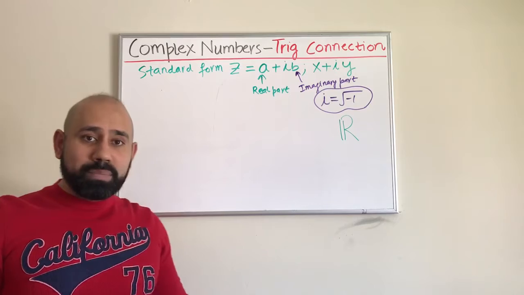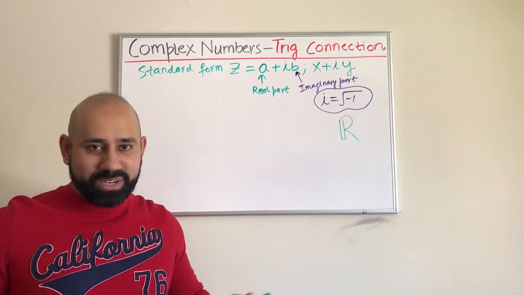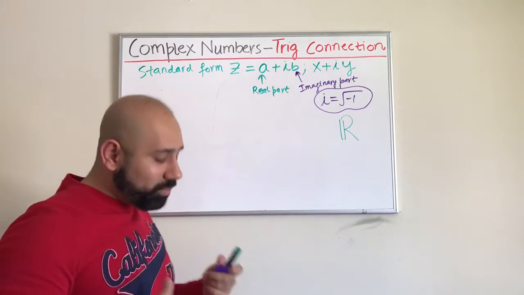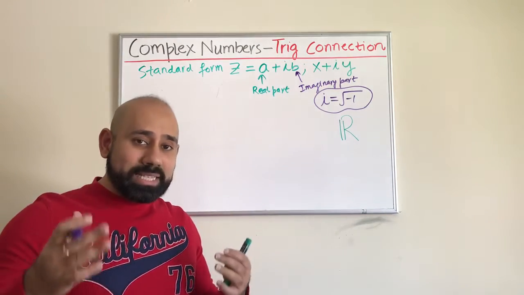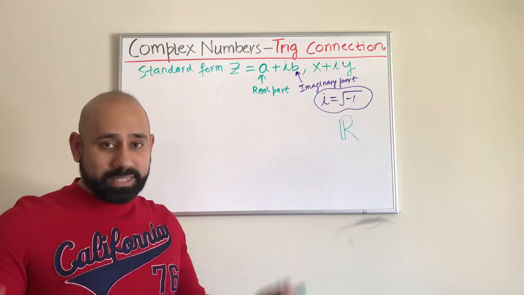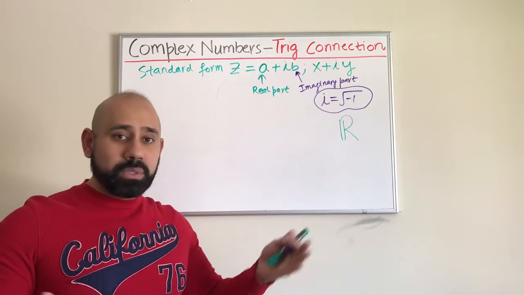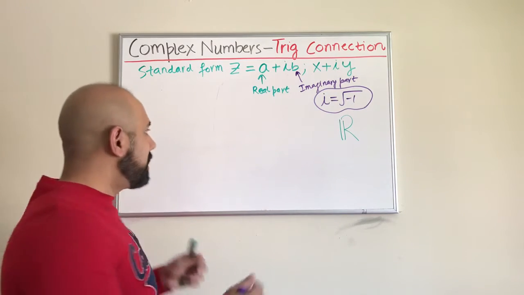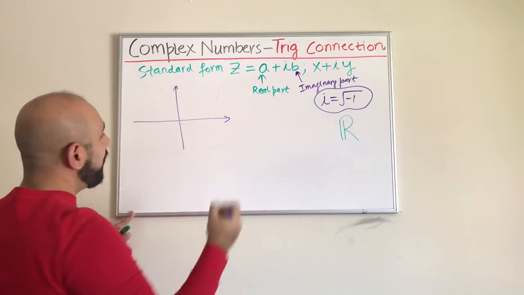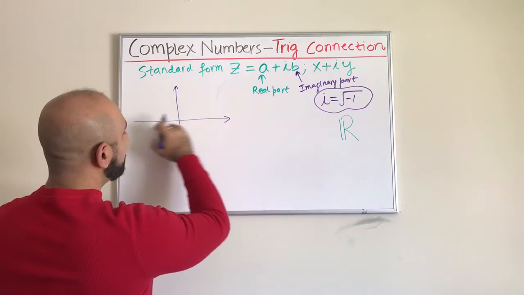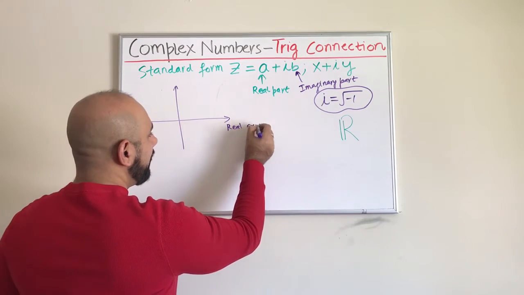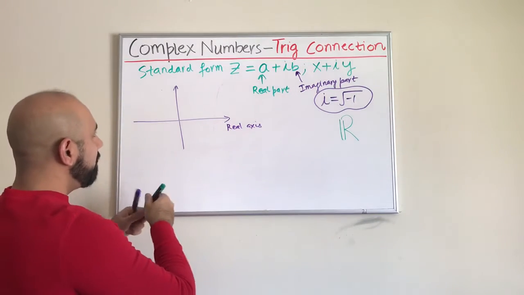It is just as simple as graphing any coordinate pair, like an x and a y coordinate. While we graph complex numbers, instead of thinking about the x and y coordinates, we think of the horizontal axis as the real axis, and the vertical axis as the imaginary axis. So this is my usual x and y coordinate plane, but instead of thinking of the horizontal axis as an x-axis, we think of it as a real axis, and the vertical axis as an imaginary axis.